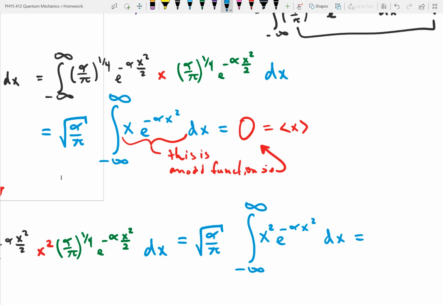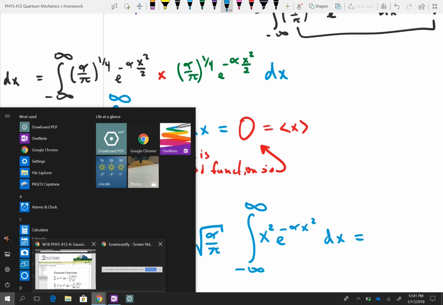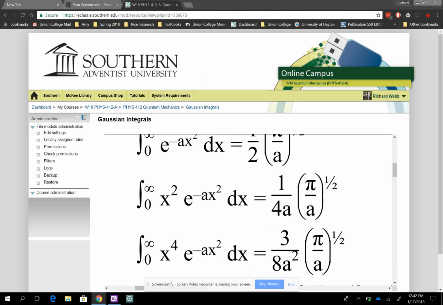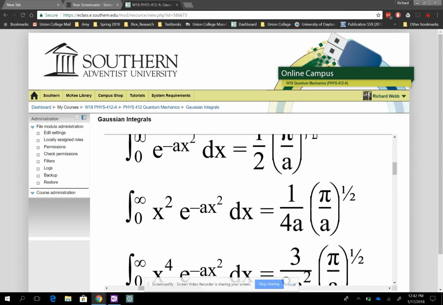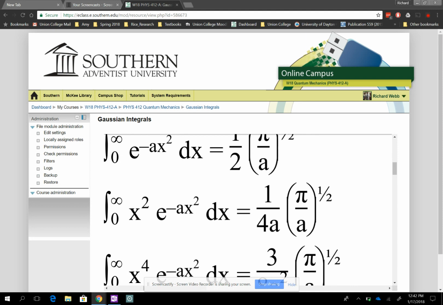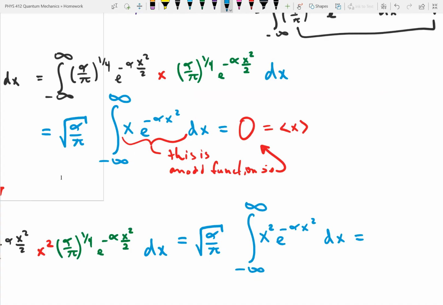So now we have to look this up. Now this one is x squared e to the minus alpha x squared. Is that an even or an odd function? Even. So that means we got to go back to the table. So look, there it is. Because it's even, we're just going to double it. And so instead of 1 over 4 alpha, it's going to be 1 over 2 alpha times square root of pi over alpha. So 1 over 2 alpha. I can remember that for 3 seconds.